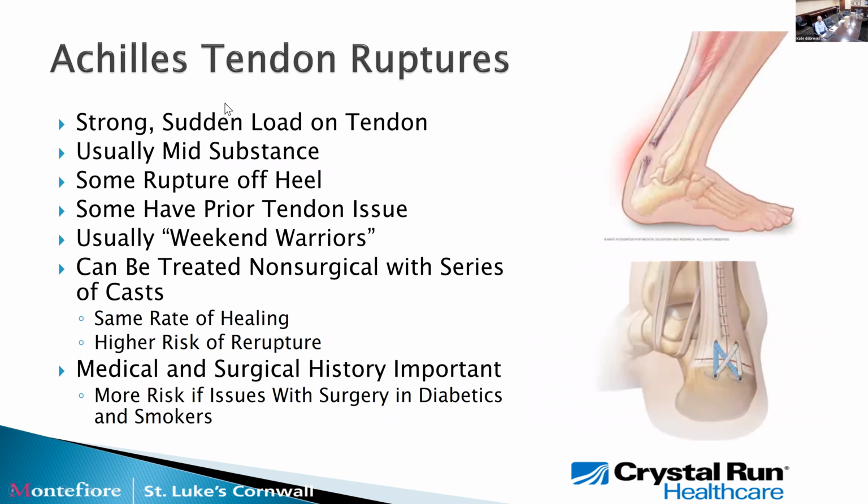So next is Achilles tendon ruptures. So Achilles tendon ruptures are caused from a sudden strong load in the tendon, usually happening again at the mid-substance. And the reason this area is vulnerable is that the blood supply is less in this mid-region over here. Sometimes they'll rupture off of the heel again. That's usually if there's some kind of underlying prior tendon issue that will happen.